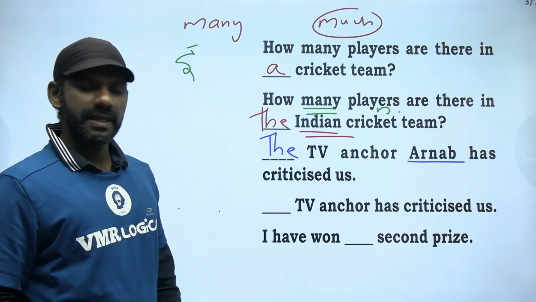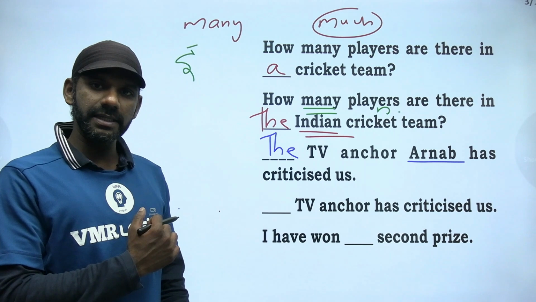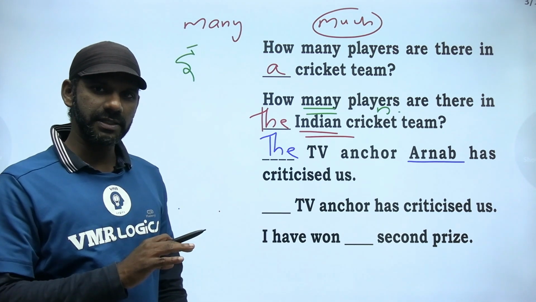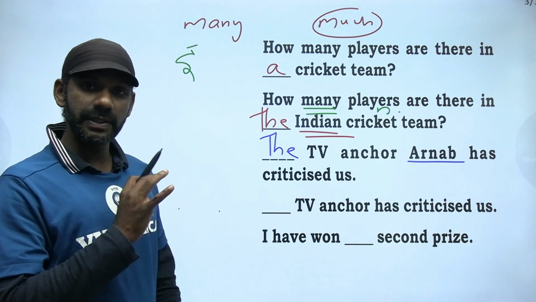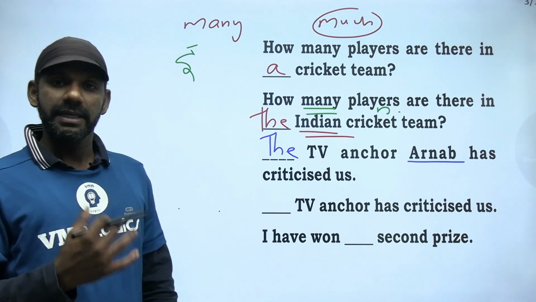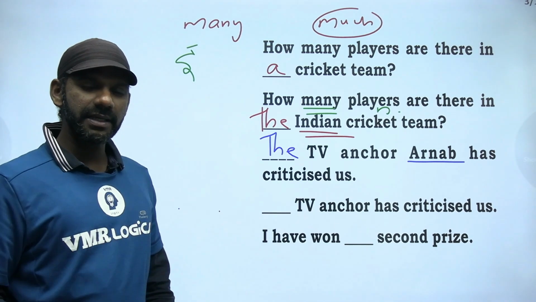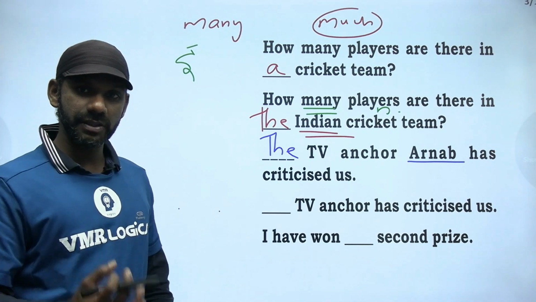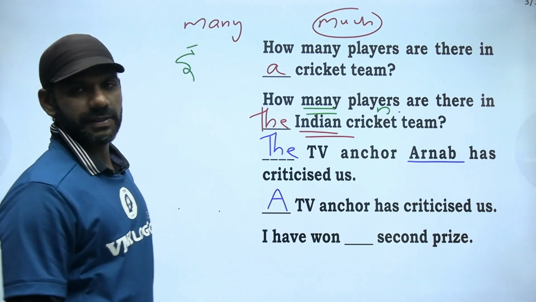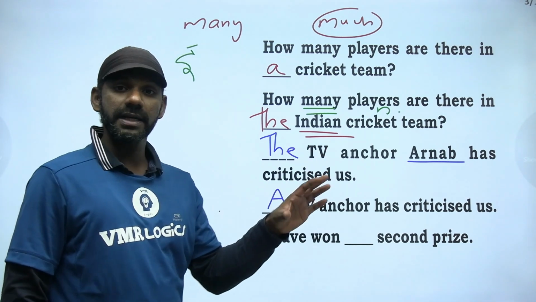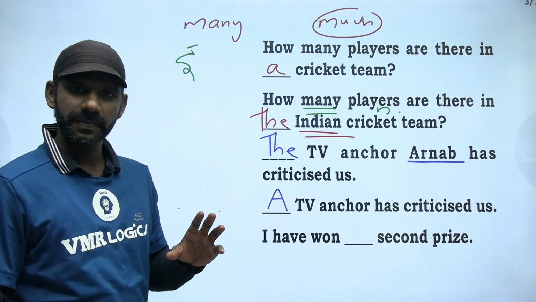Come to the second one. Dash TV anchor has criticized us. In this case, are we referring to any specific TV anchor? No. The name is not mentioned. There are many TV anchors. We are not referring to any specific TV anchor here. So it cannot be specific. It must be general, and "an TV anchor" is wrong. It must be "a," because of the sound of television. So, a TV anchor has criticized us. The TV anchor Arnab has criticized us. A TV anchor has criticized us.